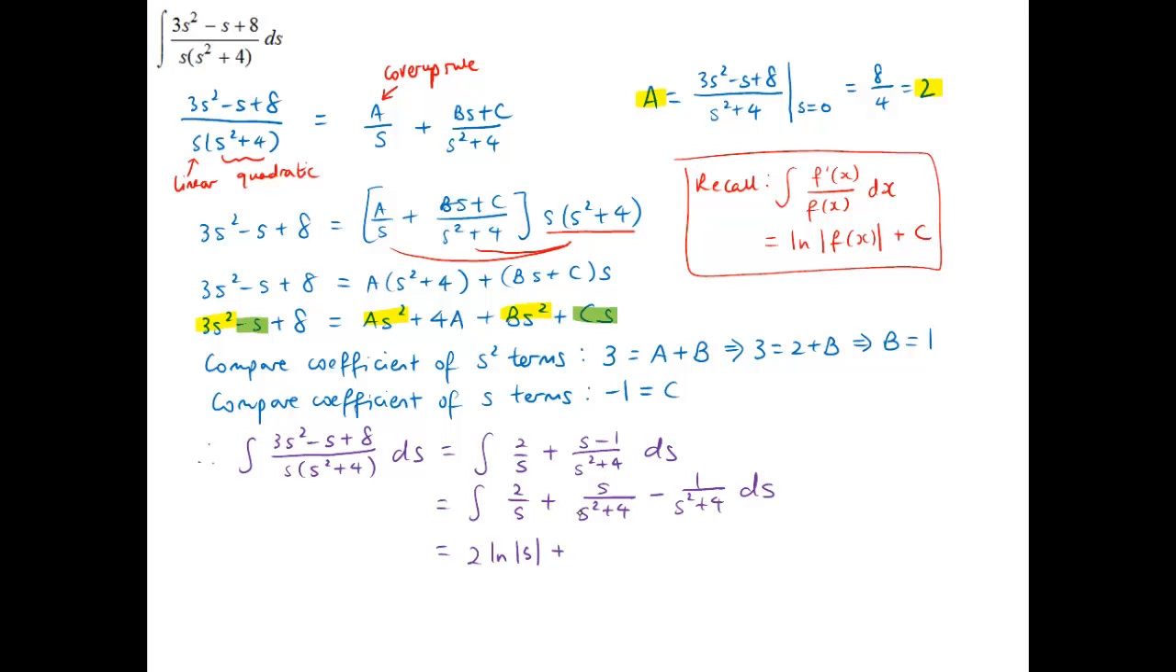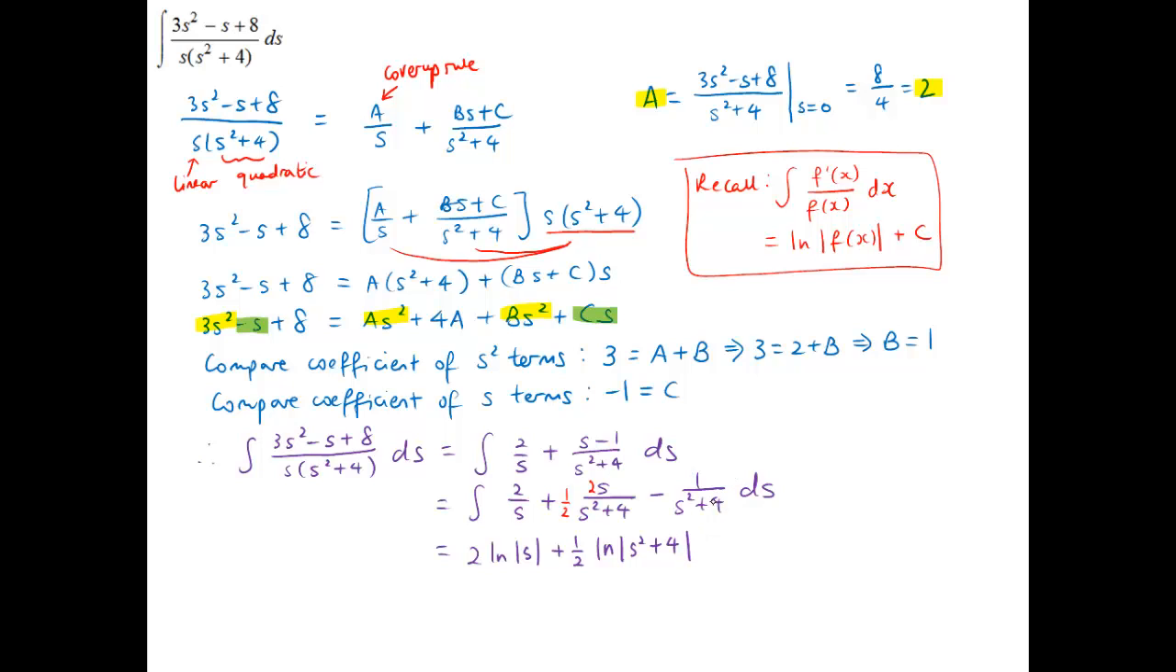If I were to differentiate the denominator, I should have 2s. So I'm going to multiply by 2 and divide by 2. Hence what I have here is the constant factor half, and this now looks like this form where the numerator is the differential of the denominator, so it's simply ln of the denominator.